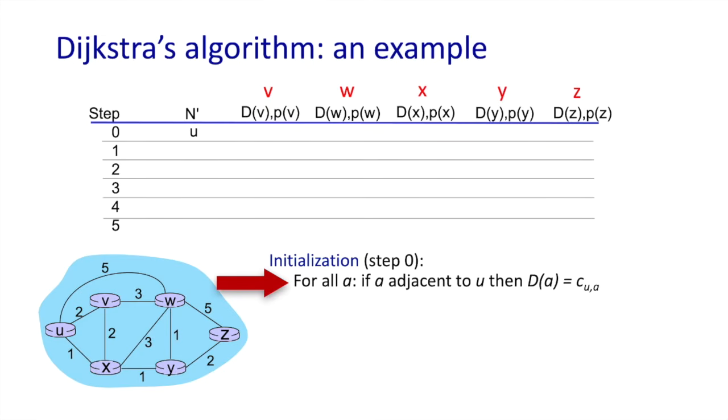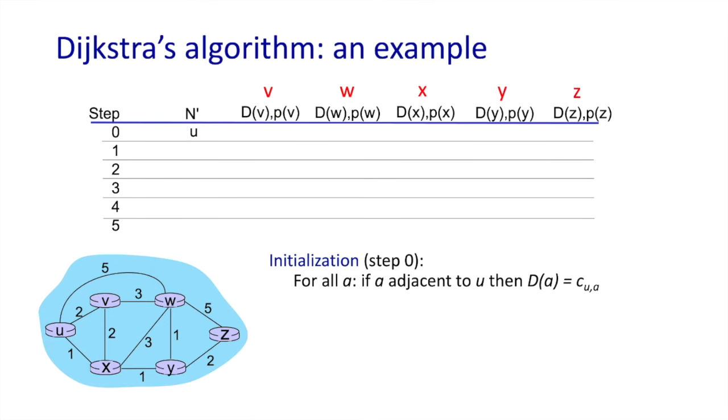Remember, the initialization step says for all nodes A, if A is adjacent to this source node U, then D sub A is equal simply to the one-hop direct link cost of getting from U to A. And so let's take a look here. We can see here that the direct neighbors of node U are V, W, and X.